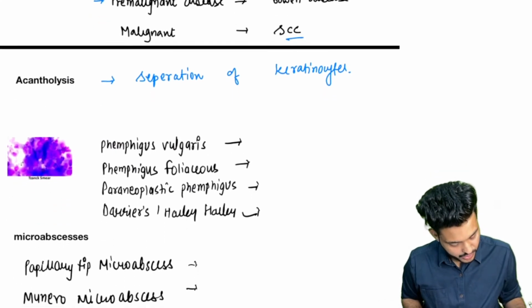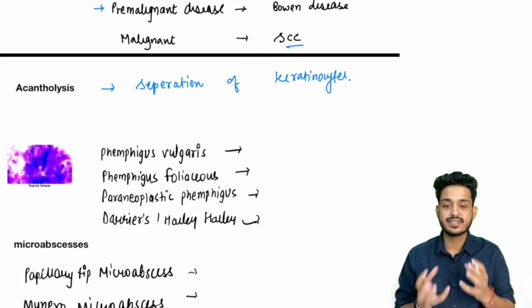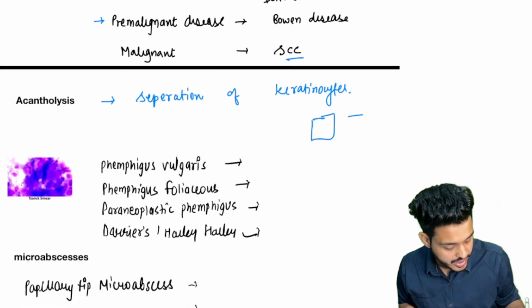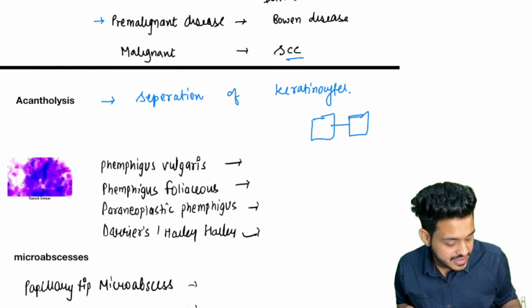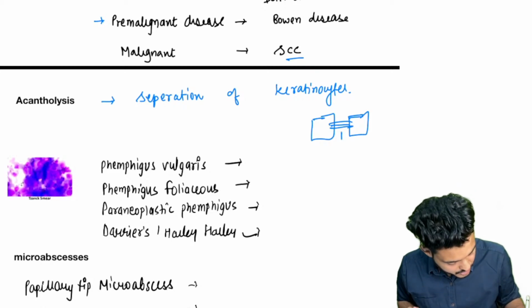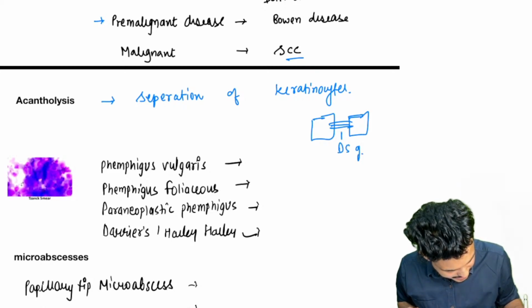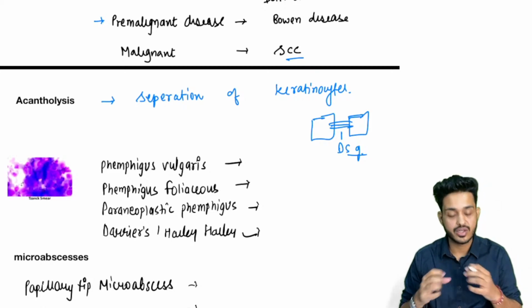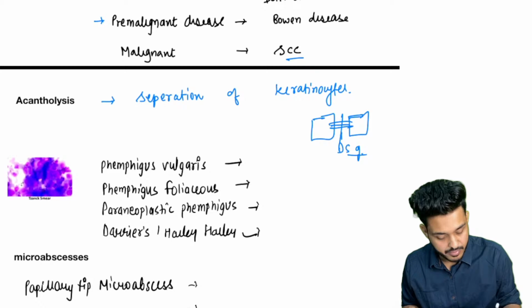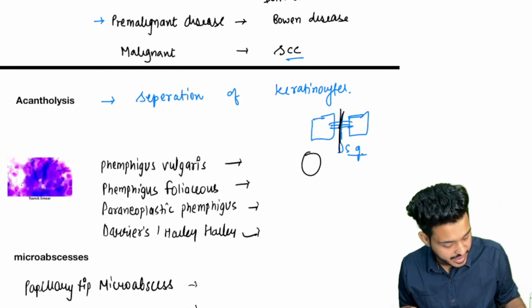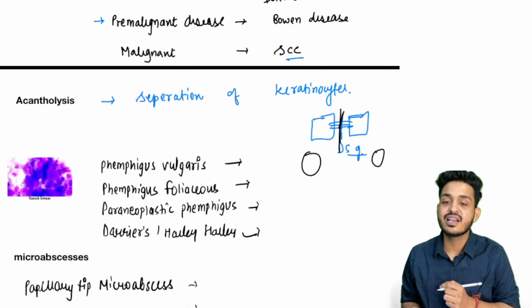Now what will happen? Acantholytic cells कैसे बनेंगे? Let's look here. These are your two keratinocytes. These are generally bound together with the help of desmosomes, right? So suppose here desmoglein is there. Now what will happen? There is a breakage in between these two keratinocytes. ये दोनों अलग हो गए. These two keratinocytes fell apart. This will be a single acantholytic cell and this one will be a single acantholytic cell.